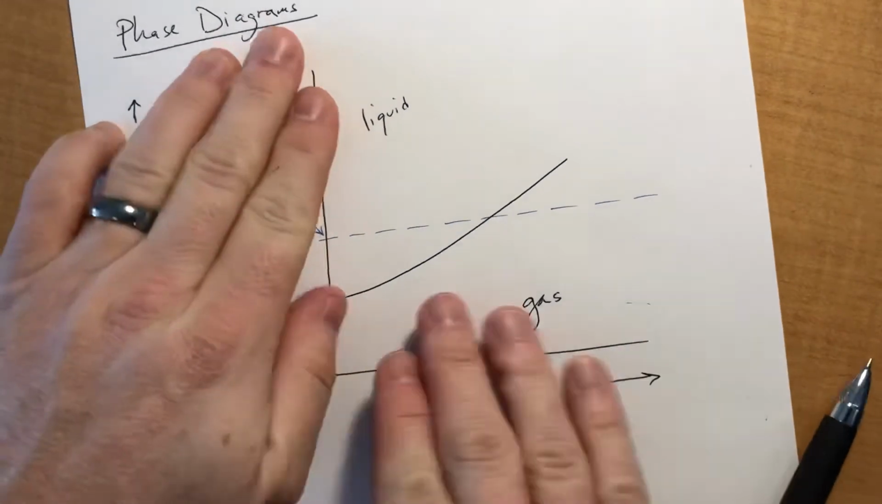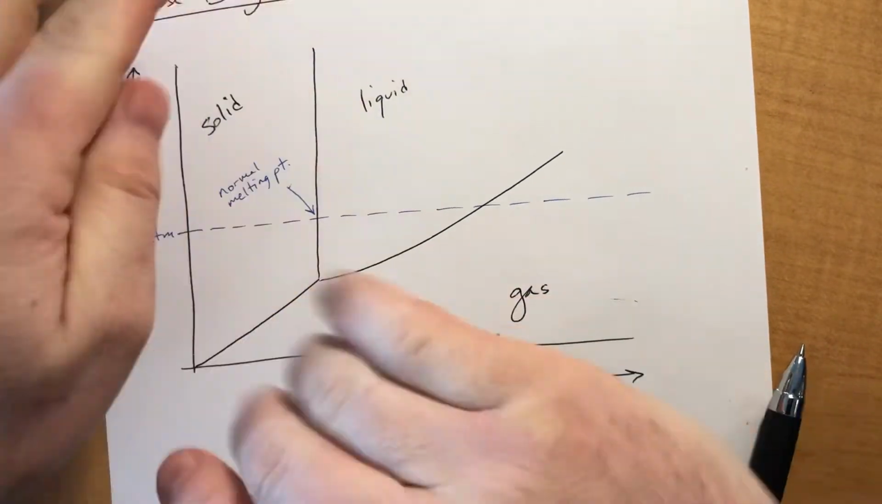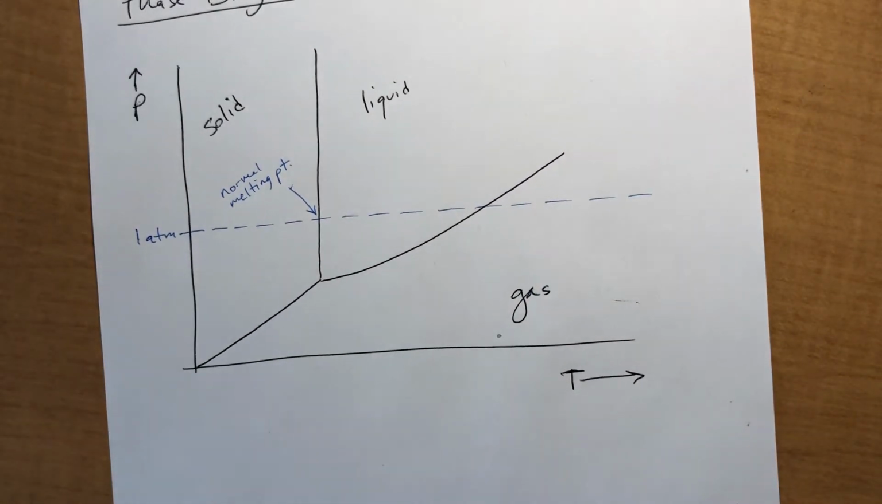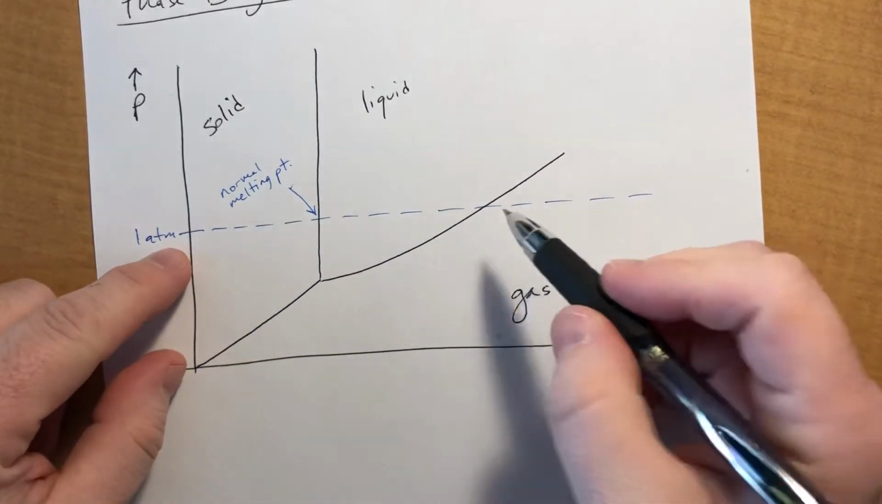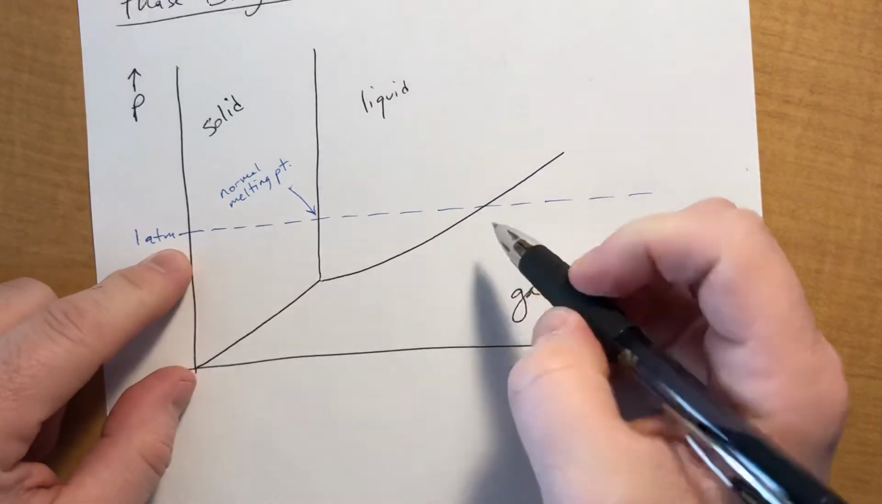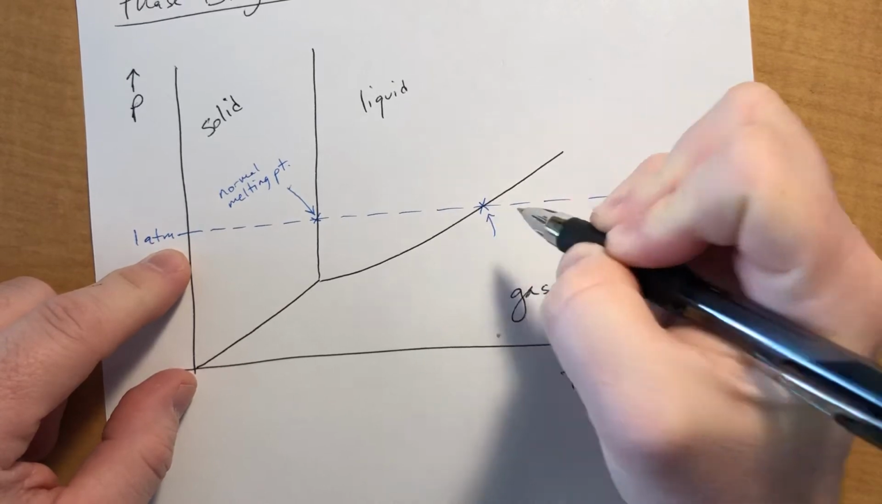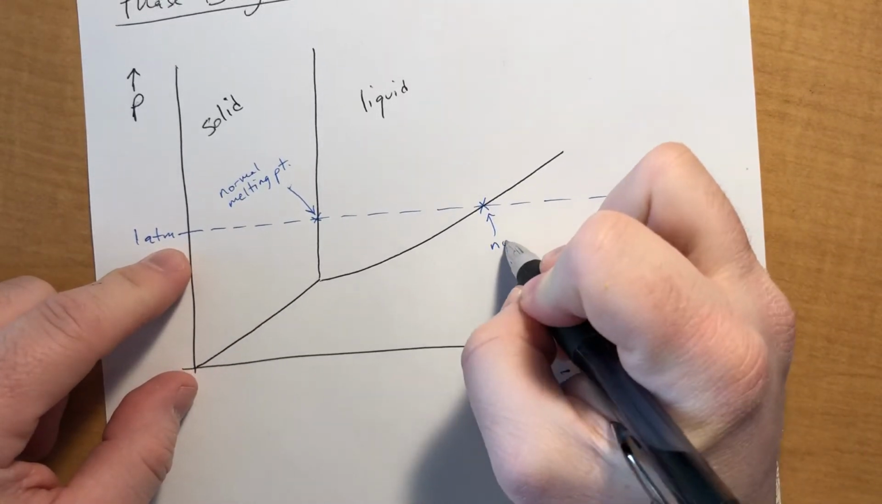This little bit right here, we actually saw earlier. This is the vapor pressure curve. We actually saw this curve already. And where it crosses from a liquid to a gas at 1 atmosphere is the normal boiling point.